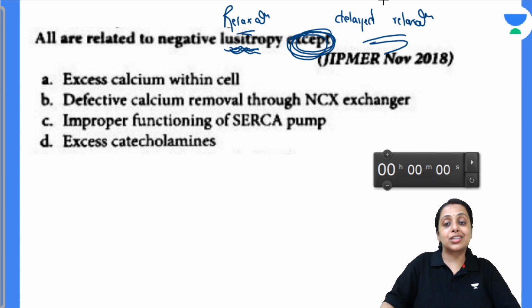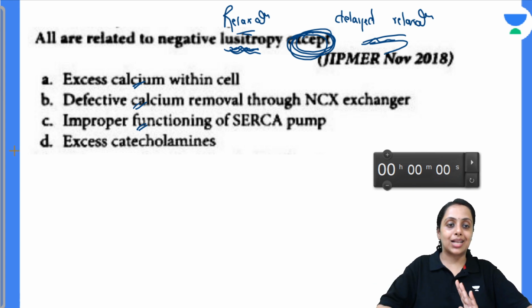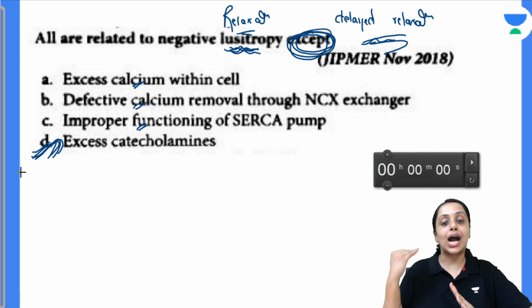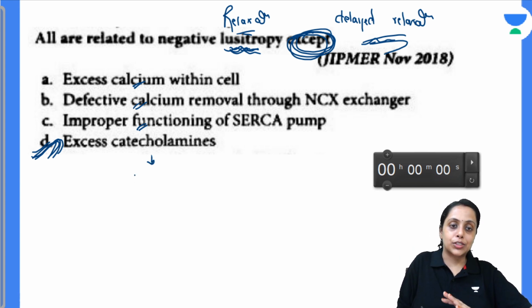Negative lusitropy is delayed relaxation. Excess calcium within the cell, defective calcium removal via the sodium calcium exchanger, and improper functioning of the SERCA pump are all going to cause delay in relaxation. The exception is excess catecholamine. Excess catecholamine is going to promote relaxation by inhibiting phospholamban.